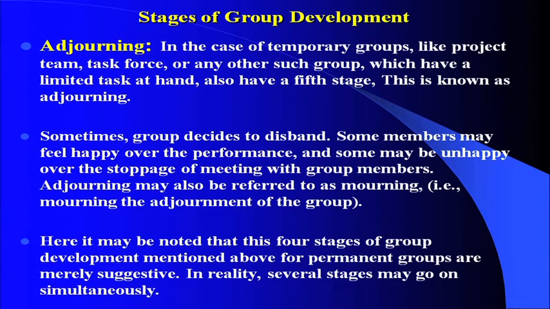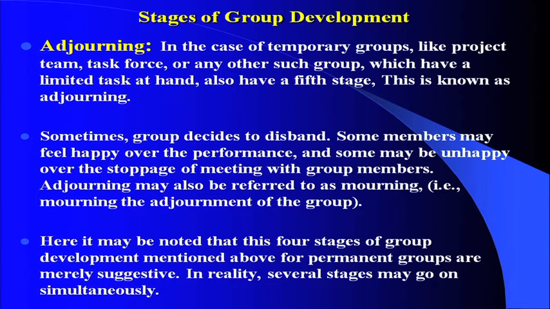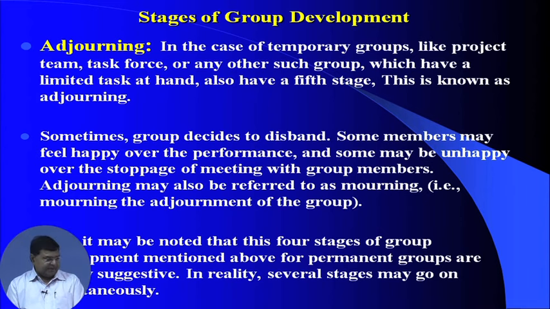Now the further step is called adjourning. What does it mean? In the case of temporary groups like project team, task force or any other such group which have a limited task at hand, also have a fifth stage, and this is known as adjourning. Adjourn, that means sometimes group decides to disband. Some members may feel happy over the performance and some may be unhappy over the stoppage of meeting with the group members. Adjourning may also be referred to as mourning, that is mourning the adjournment of the group.